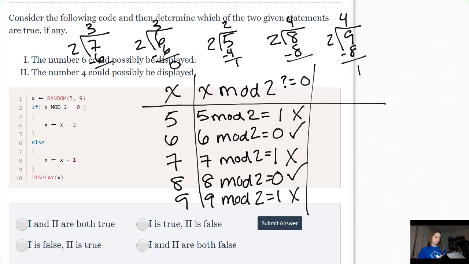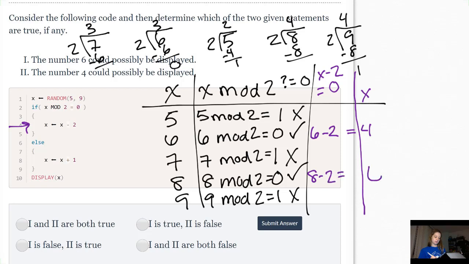So let's check. If it did equal 0, we do line 4. So if it equaled 0, we take x minus 2. So x becomes, let's see, 6 minus 2. So x becomes 4. That's the new x value. And here it's 0, so we have 8 minus 2, which is 6.